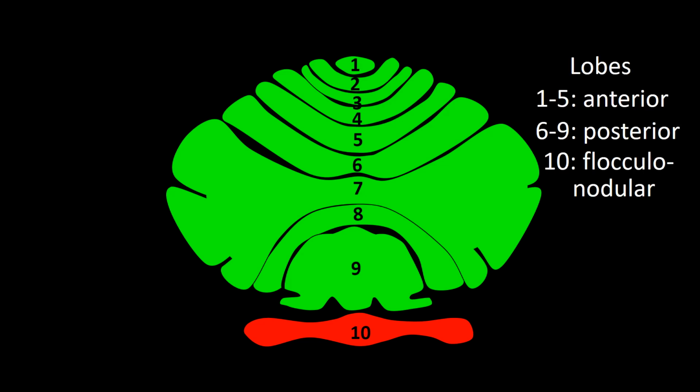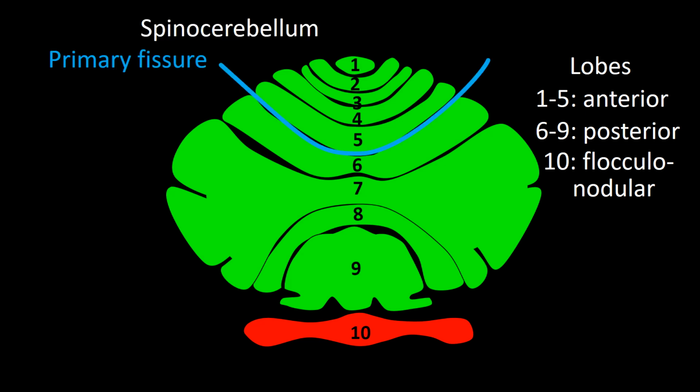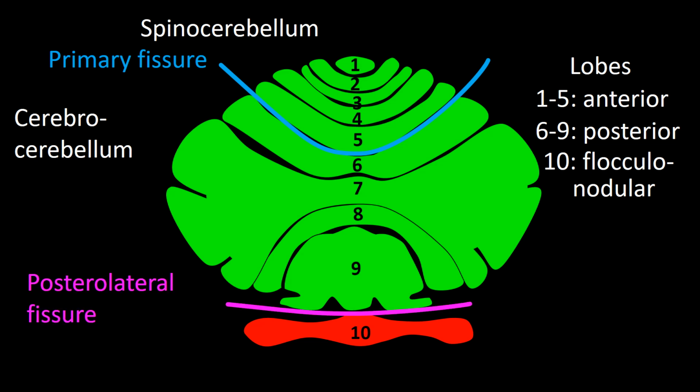lobes. The anterior lobe is considered the spinocerebellum. The spinocerebellum is anterior to the primary fissure. The primary function of the spinocerebellum is in coordination and rectification of movements of the body. The cerebrocerebellum corresponds to the area between lobule 6 and 9, between the primary fissure and the posterolateral fissure.